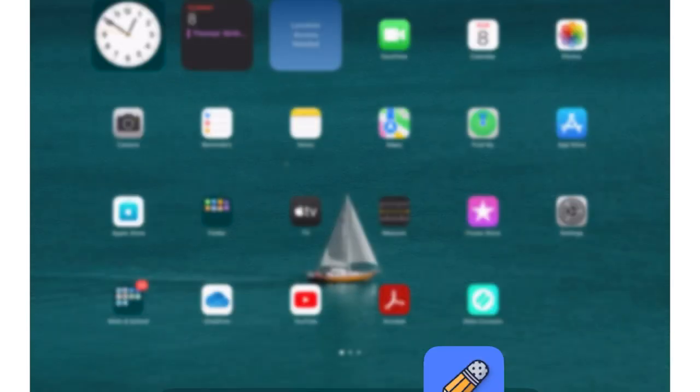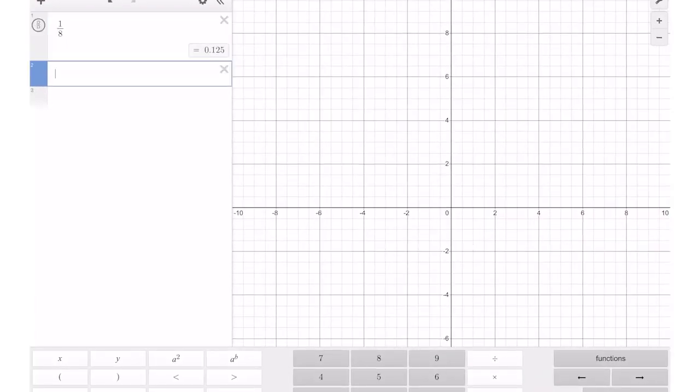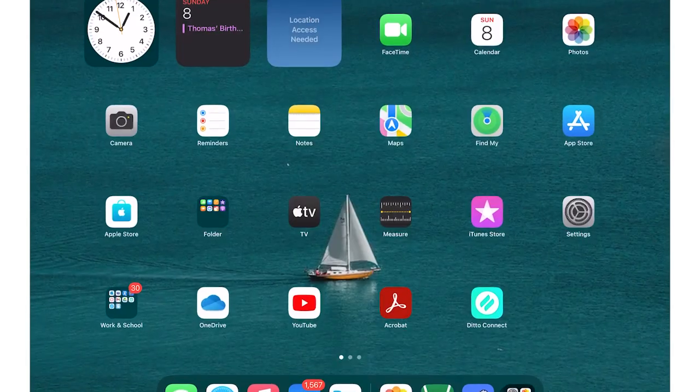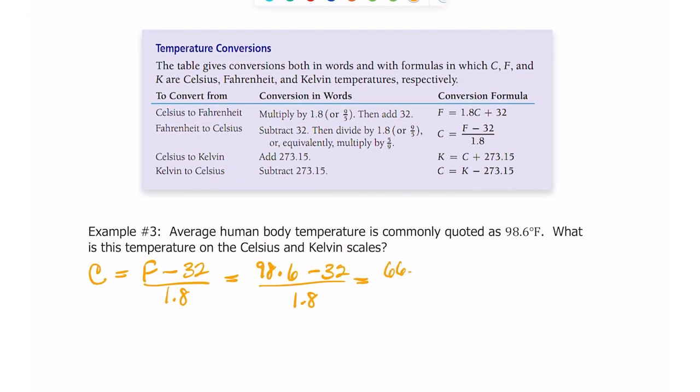So the first thing I'm going to do is take care of the numerator, which is 98.6, and then I'm going to subtract 32, and I end up with 66.6 just for the numerator, and then I'm going to divide by 1.8, and 66.6 divided by 1.8 is 37.0 degrees Celsius. So that would be the average human body temperature in Celsius compared to our 98.6 degrees Fahrenheit.